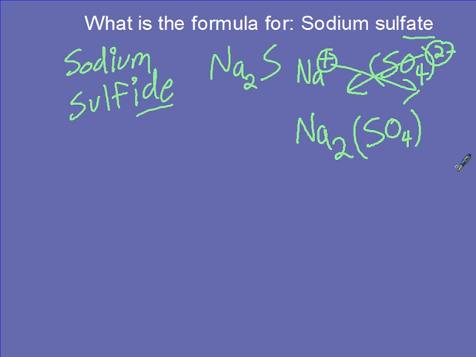I'm just going to leave it blank. And that makes sense because you have 2 positive charges to balance out the 2 negative charges. 2 sodiums, each one's a positive, and then 1 SO4 with a 2 minus. The charges balance out, and you always want your charges balanced, always. So that's sodium sulfate.